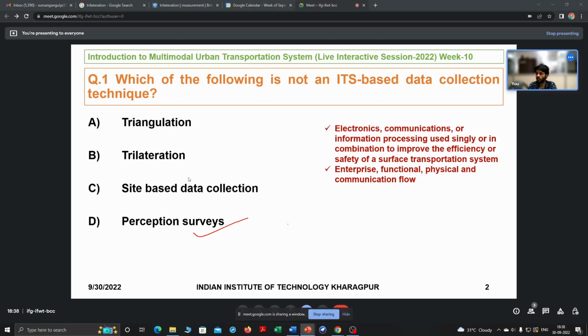Which of the following is not an ITS based data collection technique? Perception surveys are usually questionnaire surveys, right? So there is no ITS involved. It is a manual thing because it's a perception survey. So you want to go to the people, and based on their perception they will answer.